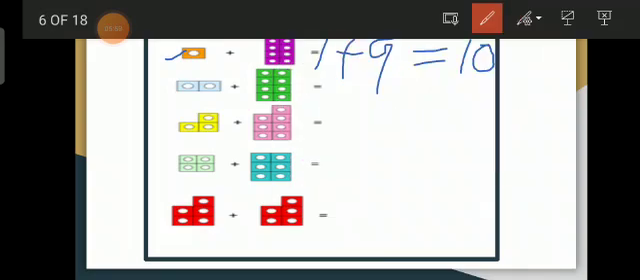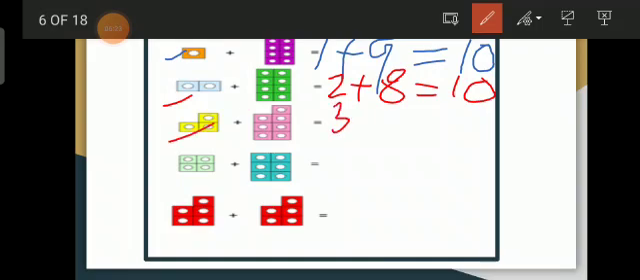Now move to the next one. Count this one. 2 white circles. 2. Next we have 8. 8 plus 2 or 2 plus 8. Count all the circles together. Now that gives us the answer 10. Very good. Now next one.